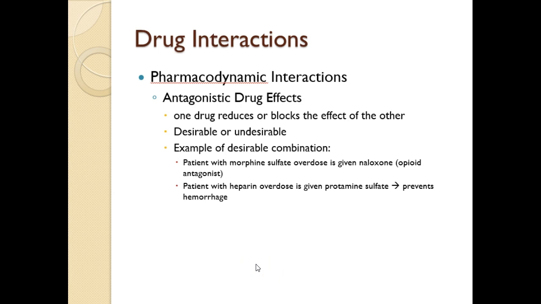In other cases, it could be antagonistic, which means that one drug will block or reduce the effect of the other. This could be desirable or undesirable. For example, it could be desirable, such as in the case of morphine sulfate, if your patient had an overdose or maybe toxicity, then we give naloxone, Narcan, and that would prevent the patient from having more serious complications. Or if a patient has a heparin overdose, then we give the antidote, which is protamine sulfate, and that will prevent hemorrhage or bleeding from occurring.